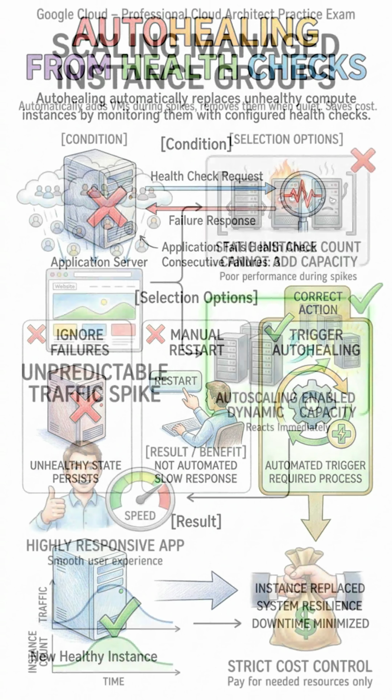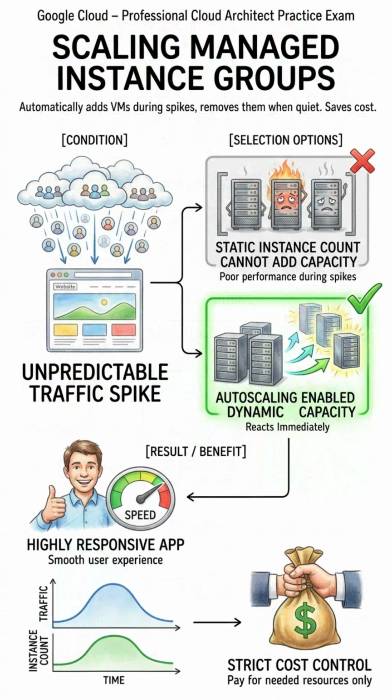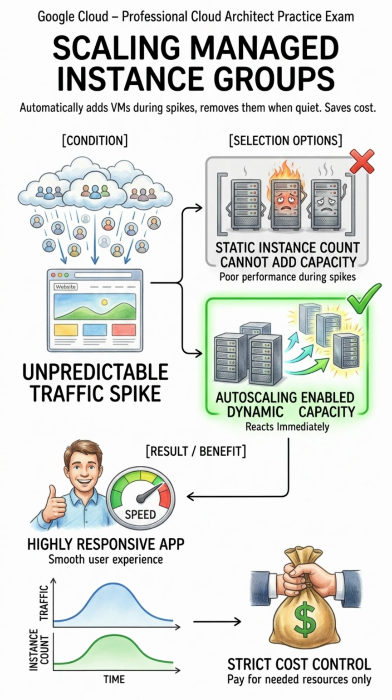Autoscaling works hand in hand with managed instance groups to handle unpredictable traffic spikes. When a sudden surge of users visits your website, autoscaling automatically adds more virtual machines to share the workload. Once the traffic dies down, it safely removes those extra machines, ensuring your application remains highly responsive while keeping your computing costs strictly under control.